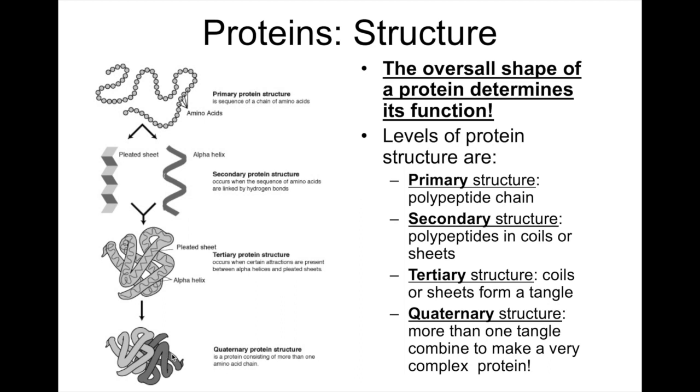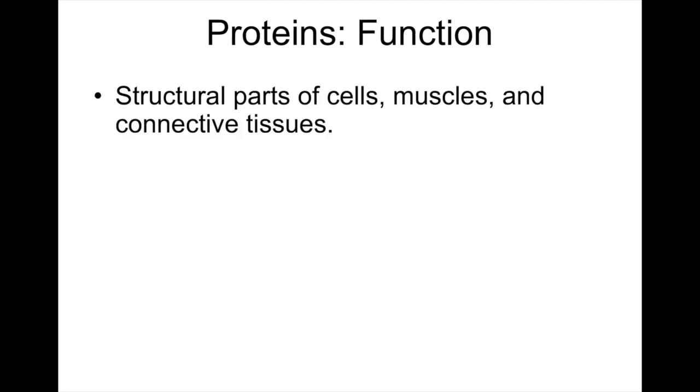So one of these proteins, very complex, is hemoglobin. Hemoglobin is made of 4 different proteins all twisted together with each other in order to carry oxygen throughout your body. Function of proteins, they form many structural parts of cells, muscles, and the tissues that connect organs together.